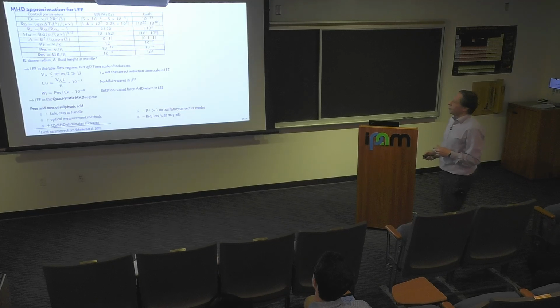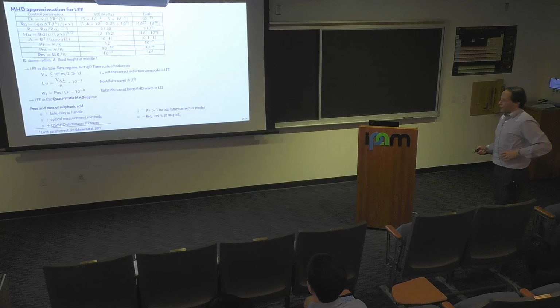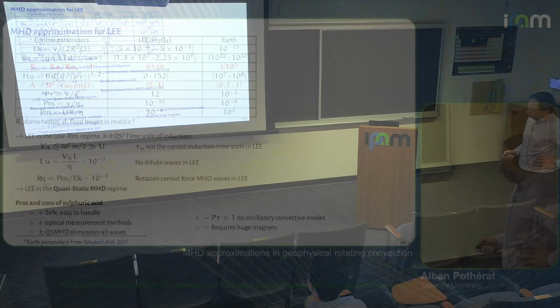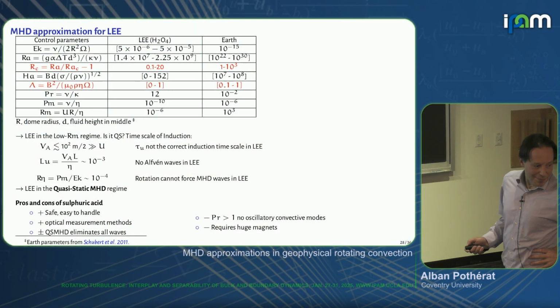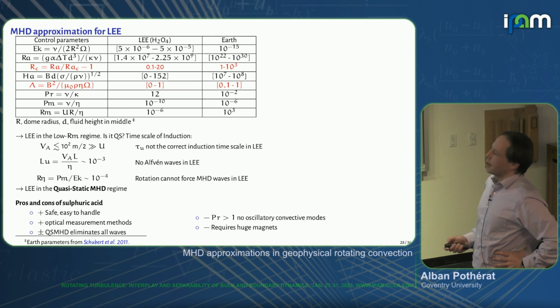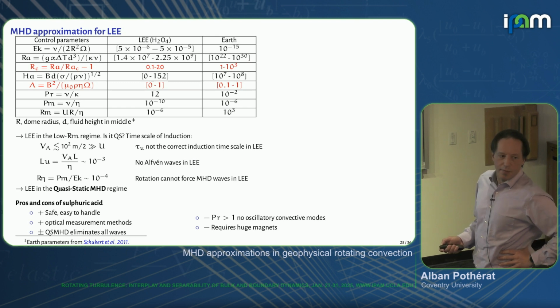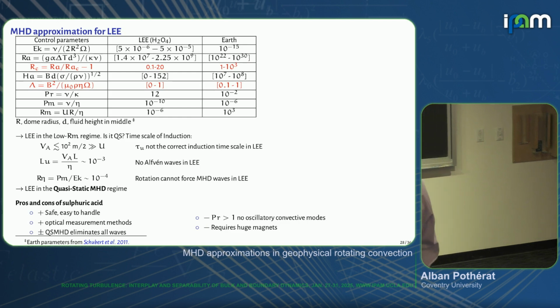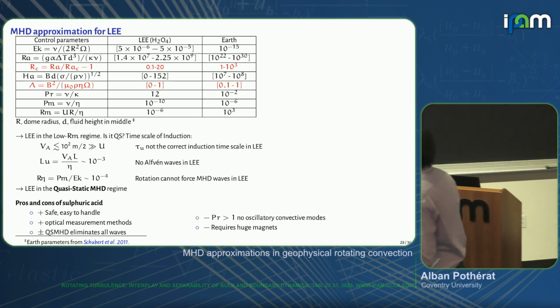Okay, so that's the toy. Now if you look at the regimes, you calculate the various numbers. Okay, so this is a very low magnetic Reynolds number experiment and a very quasi-static experiment. So no wave, no dynamo. We would get a dynamo with acid, of course. That would be great, but that's not possible.